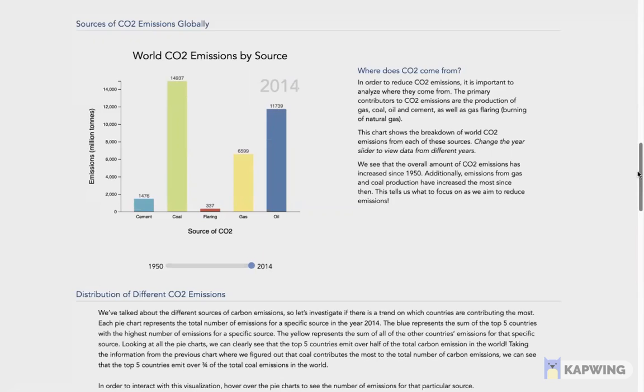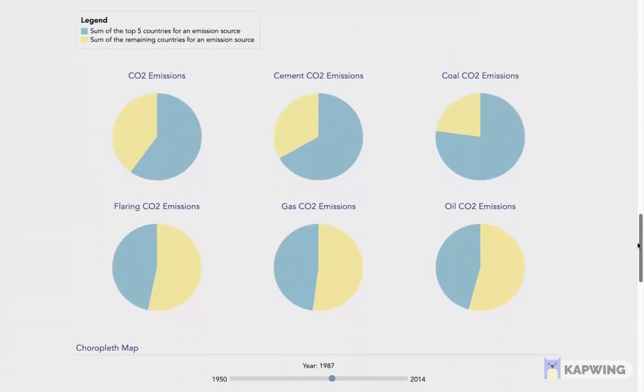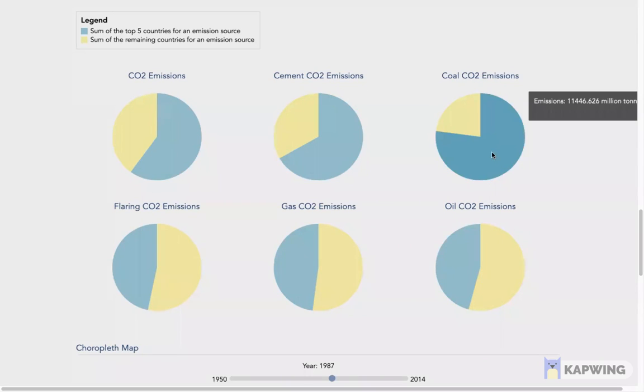Next, we'll look at how different sources of CO2 emissions were distributed across the world in 2014. For each emission source, we specifically compared the total of the top 5 emitters to the rest of the world's total. These pie charts reveal how the top 5 emitters contribute disproportionately to global emissions. Looking at these pie charts, we can see that the top 5 countries emitted more than 3/4 of the world's coal emissions.